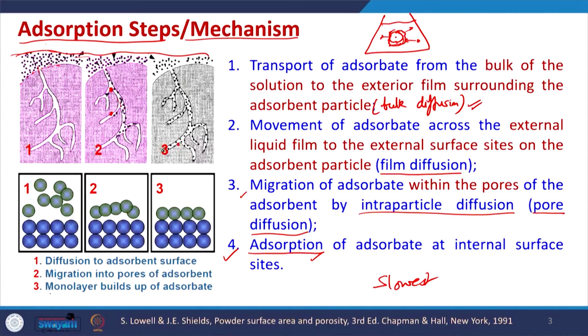So, these are the various differences between different types of attraction or forces which may be there while the adsorbate gets adsorbed on the surface of the adsorbent. So, we can see here, the diffusion is occurring in the first step, then migration into the pores is happening, and then ultimately monolayer buildup has occurred.